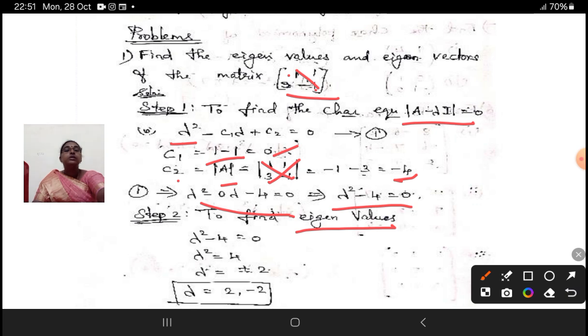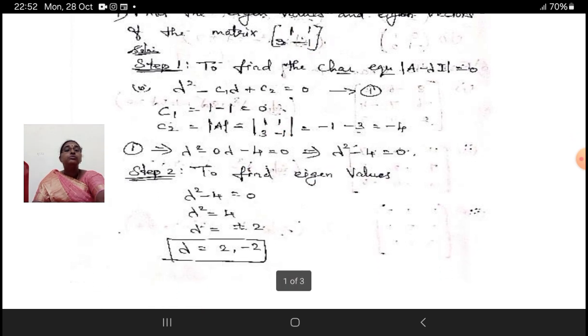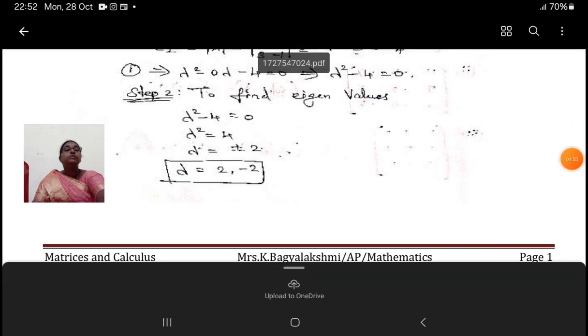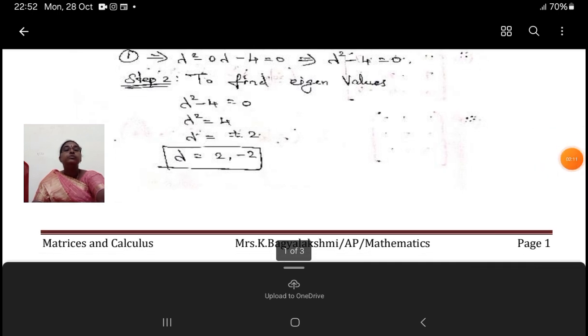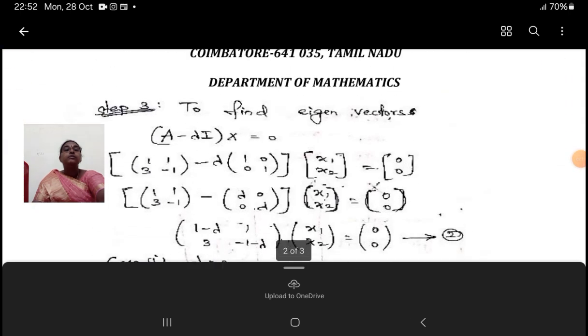Take the equation lambda squared minus 4 equal to 0. Then lambda squared is 4, so lambda equal to plus or minus 2. From this, lambda equal to plus 2 and minus 2. So for the quadratic equation we got the two roots. Next we want to calculate the eigenvectors.